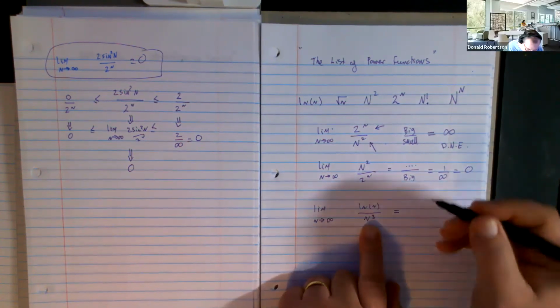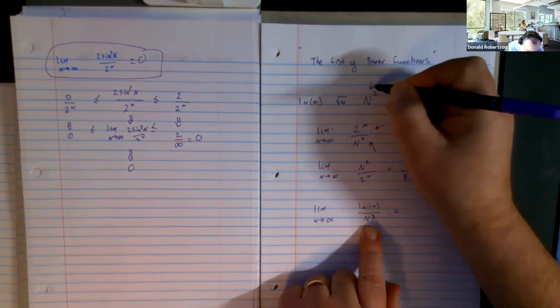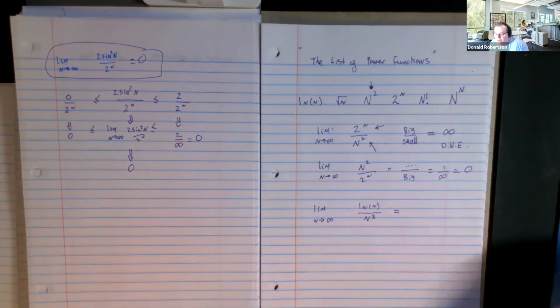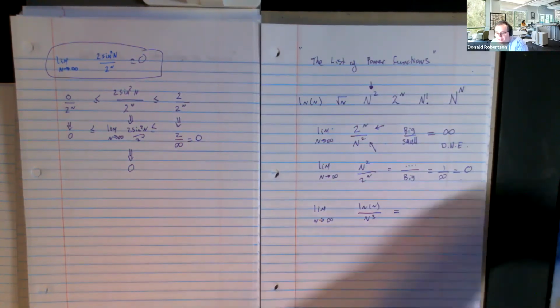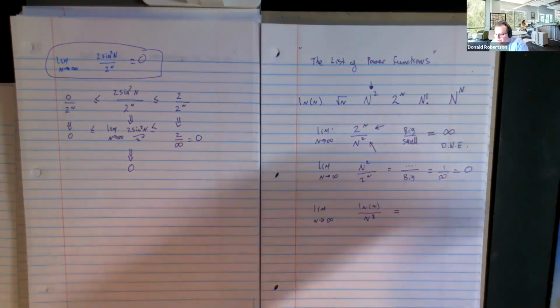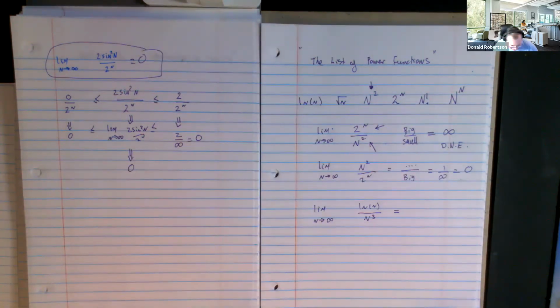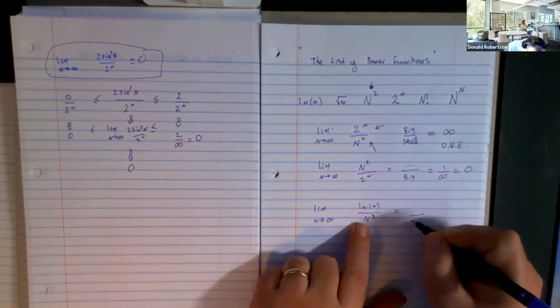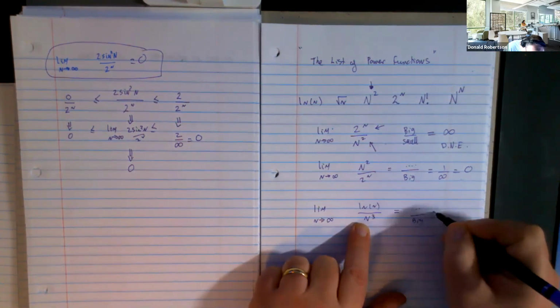N cubed is one of these guys. Although I'm calling this n squared, do you know that's a placeholder for n squared, n cubed, n to the 4, n to the 5, n to the 55, right? Things like that. And so the big guy's in the bottom, and that makes the answer 0.